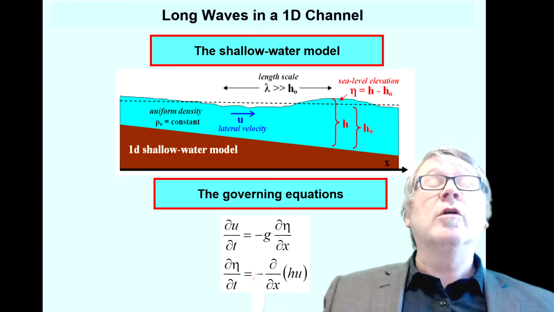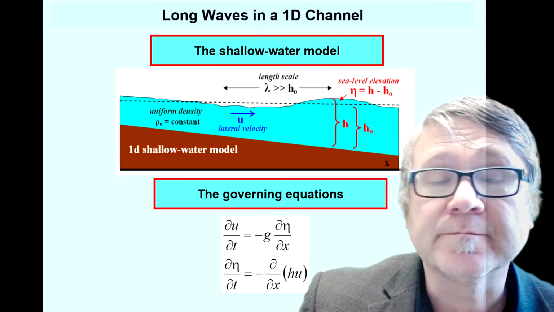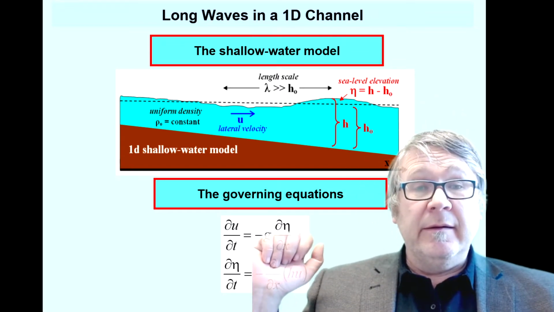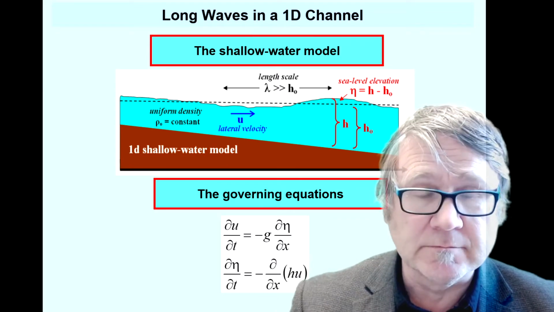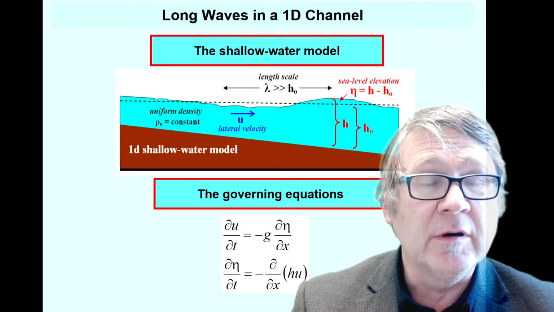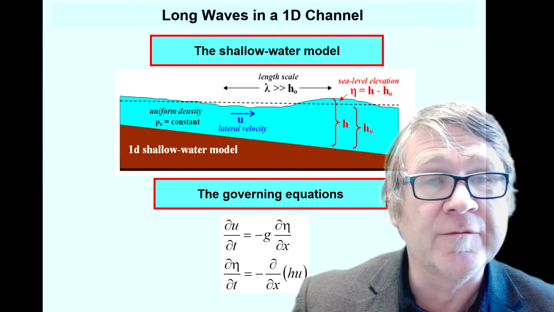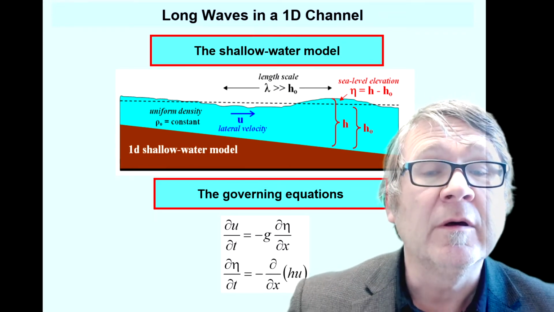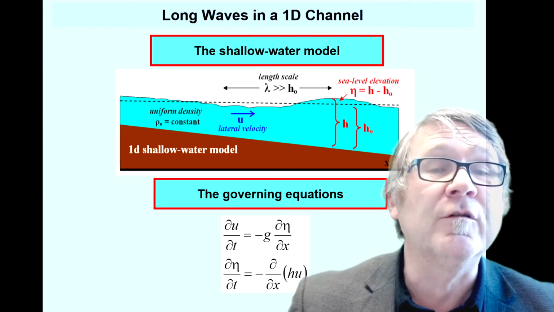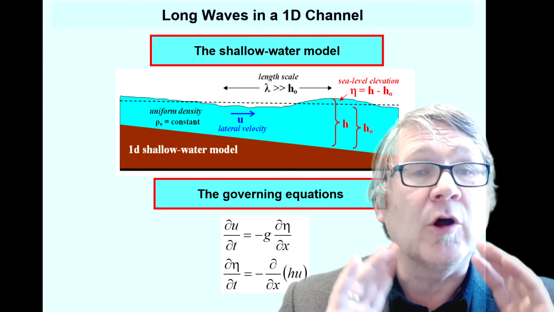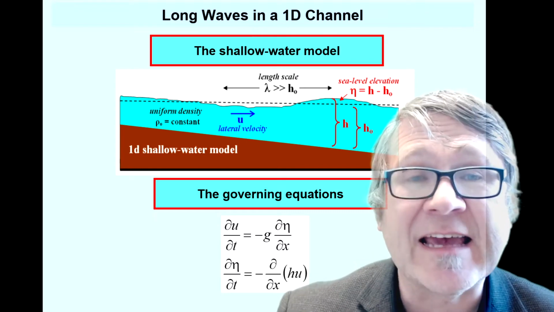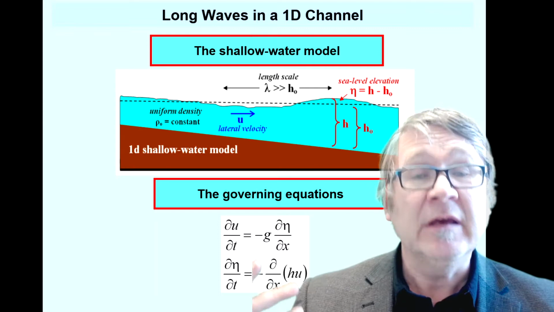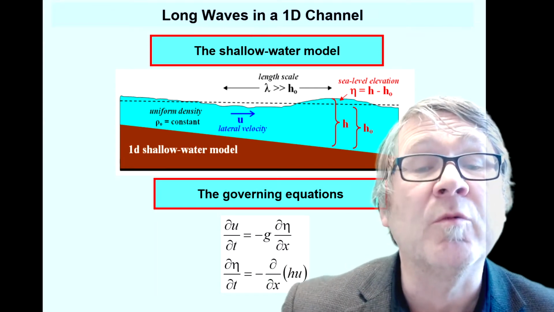So this is what we call the shallow water model. It's an approximation. It's the most basic approximation of the dynamics in fluids. We assume that there's a layer of fluid and it all moves at the same horizontal velocity, lateral velocity. So that's the assumption behind the shallow water.